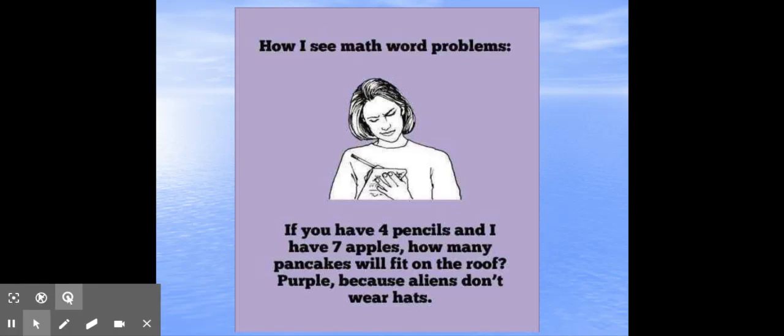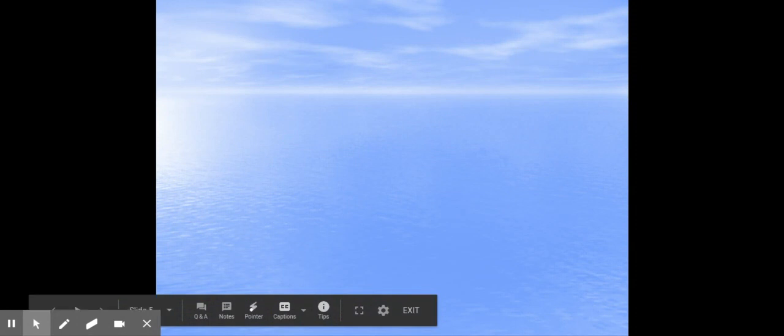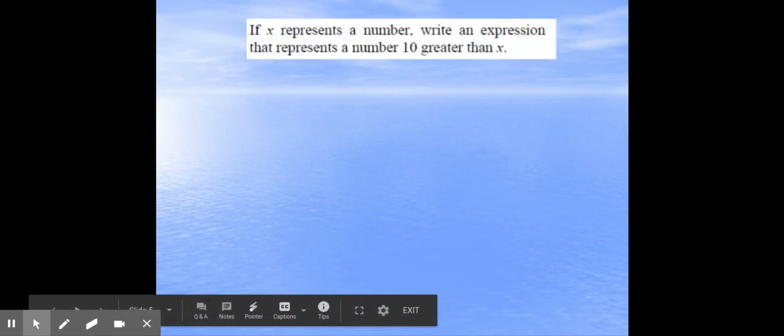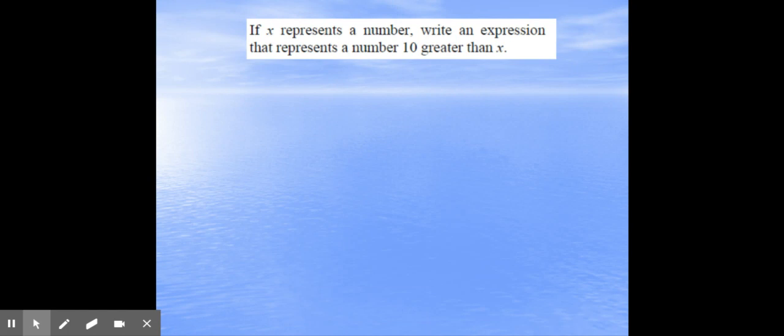Now, I'll show you as we go into some of these expressions, some of the things that will help you as far as trying to figure out what's happening in the problem. Okay, so our first one says if x represents a number. So first of all, even before I read anymore, I now know that the variable in the problem is going to be x. It's some number. Write an expression that represents a number that's 10 greater than x.